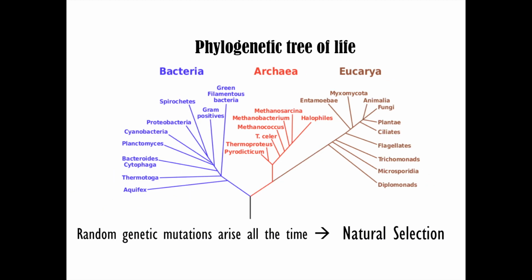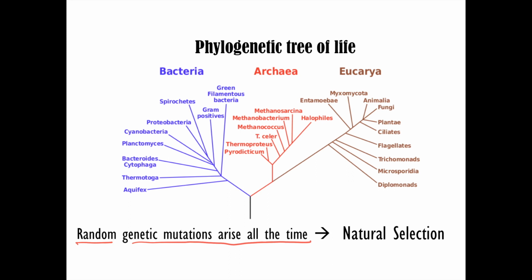Now, before we move on, I just want to remind you that the only reason evolution can take place is because random genetic mutations are arising all the time. And it's these genetic mutations that are the raw material that natural selection has to work with. However, keep in mind that the mutations themselves are not enough.